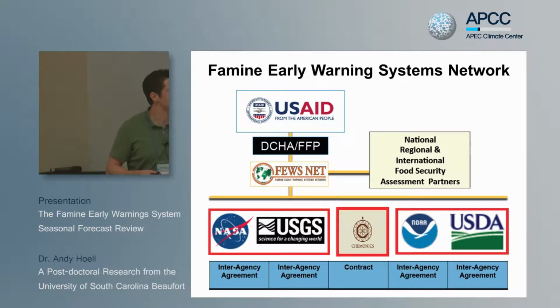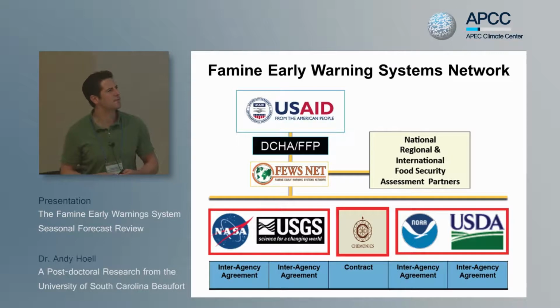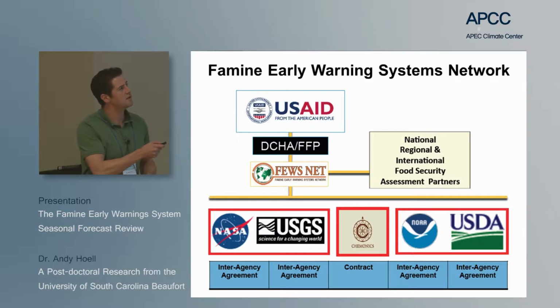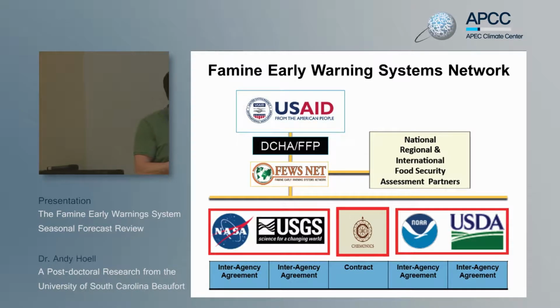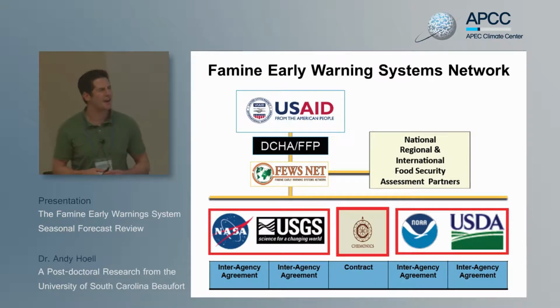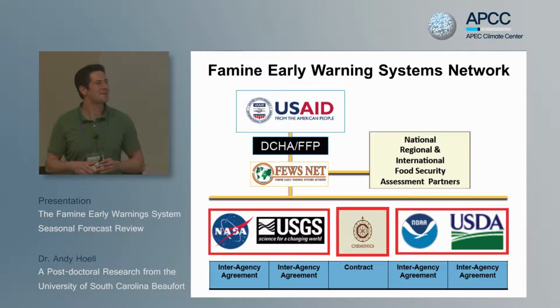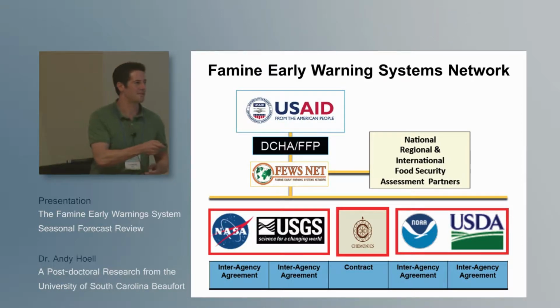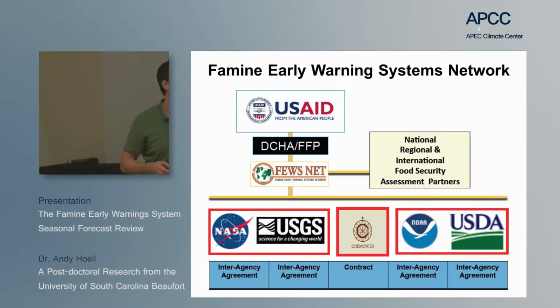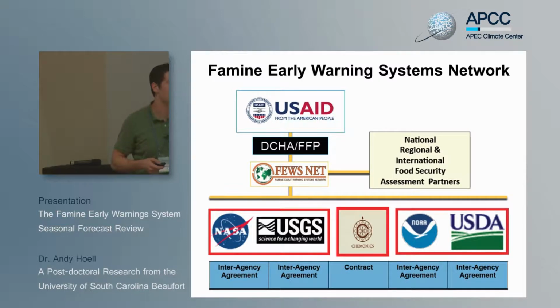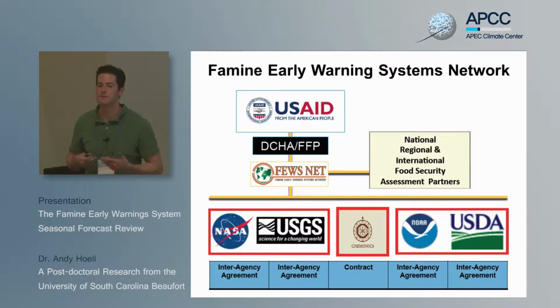So USAID, which stands for the U.S. Agency for International Development, is basically the top-level body for FEWSnet. And within USAID, there are two sub-organizations. FFP stands for Food for Peace. And DCHA, I don't remember the acronym. It's Democracy and something or other. Anyways, within USAID, in this governing body, there's FEWSnet right here, the Famine Early Warning Systems Network. The goal of FEWSnet is to serve national, regional, and international food security and assessment partners. So we're basically assessing food security for the end user, which are the folks in Africa.